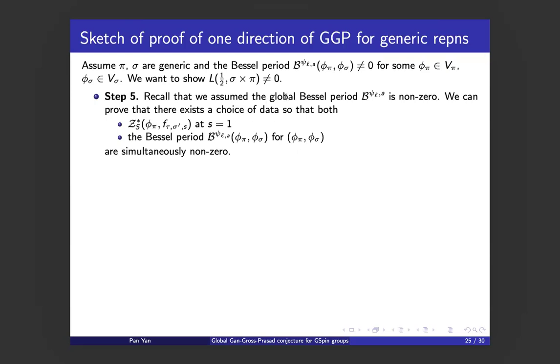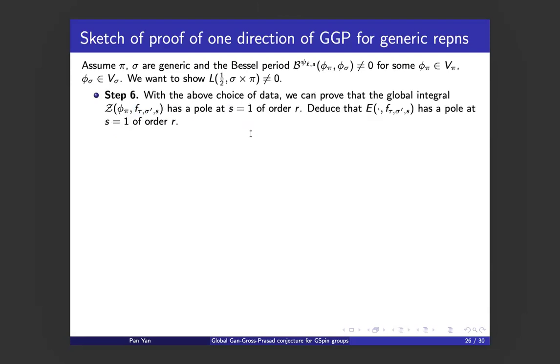And then recall that we assumed that the global Bessel period is non-zero. So a priori, we only know that this global Bessel period is non-zero for some choice of phi pi, phi sigma, for some cusp forms in the space of pi and sigma. But we can actually prove more. We can actually prove that there exists a choice of data so that both of these two quantities are simultaneously non-zero. The second one is the Bessel period. The first one is the local zeta integrals. So with the given choice of data, phi pi, phi sigma, the local zeta integrals over places in capital S. This is step 5.